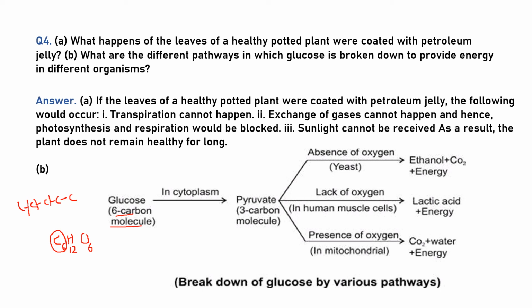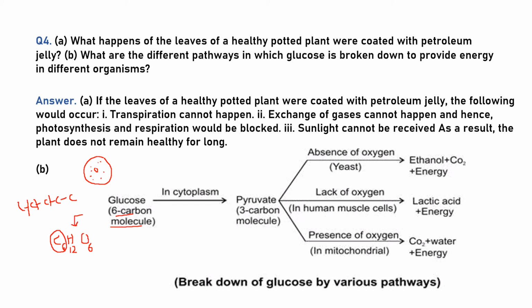So what happens in the process of respiration? This glucose is broken down from a 6 carbon molecule to 3 carbon molecules. But where is this taking place? In the cytoplasm. If I draw a cell, here is the nucleus and here is the cytoplasm, right? So the breakdown of glucose into pyruvate, that is a 3 carbon molecule, takes place in the cytoplasm of the cell. So there is only half breaking down, half oxidation taking place. Then what happens further?